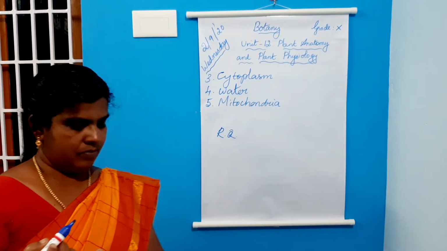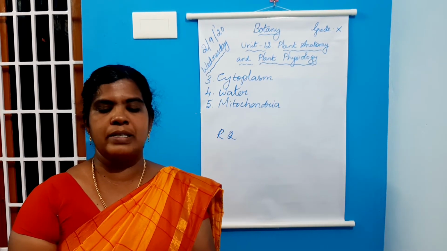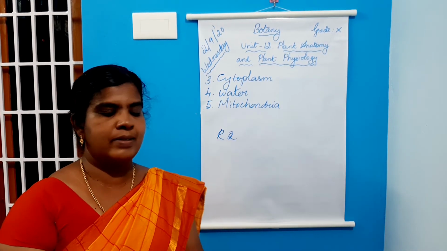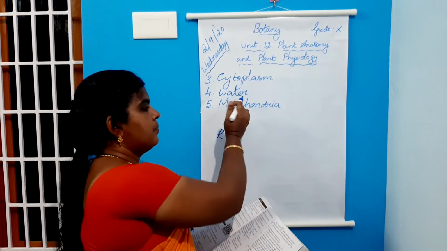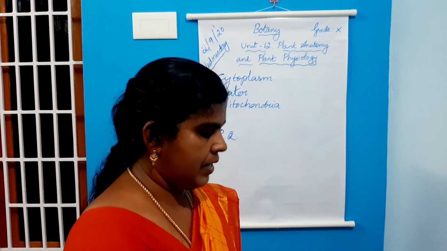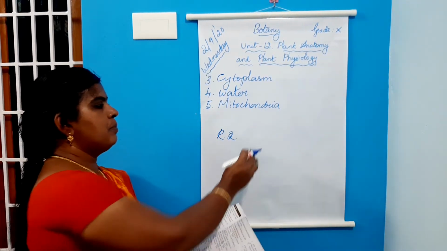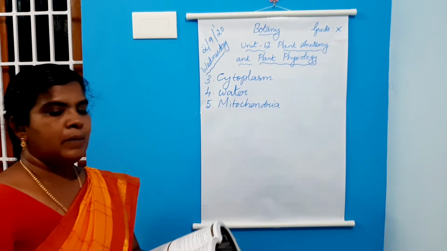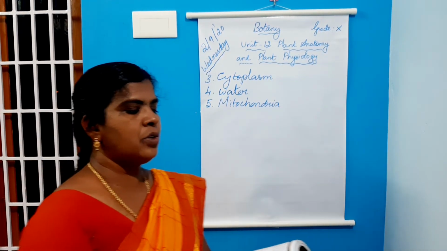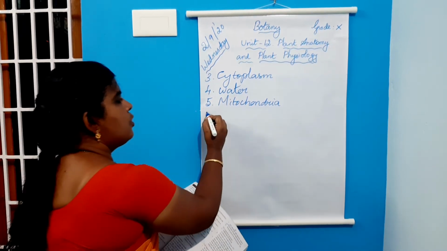Fill up question number 4. The source of oxygen liberated in photosynthesis is water. Fill up fifth one. Dash is the ATP factory of the cell. Mitochondria. Mitochondria is the ATP factory of the cell. Next, Roman numeral 3.